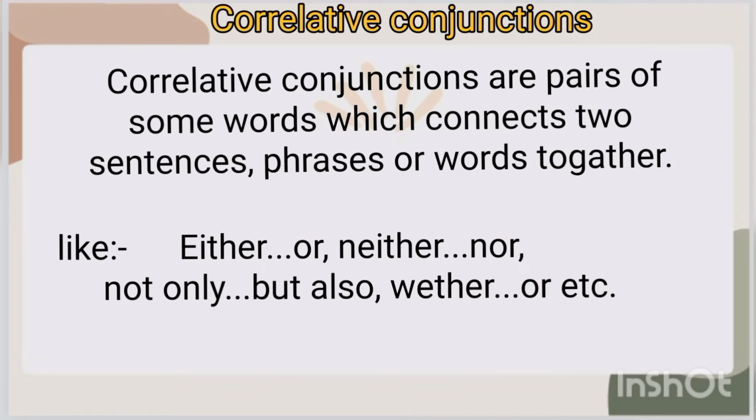What are correlative conjunctions? Correlative conjunctions are pairs of words which connect two sentences, phrases or words together. So in these conjunctions we can see the pair of words, and we can identify these conjunctions with the help of these words like either or, neither nor, not only but also, whether or, etc. These are all correlative conjunctions. These pairs of words connect two or more sentences.